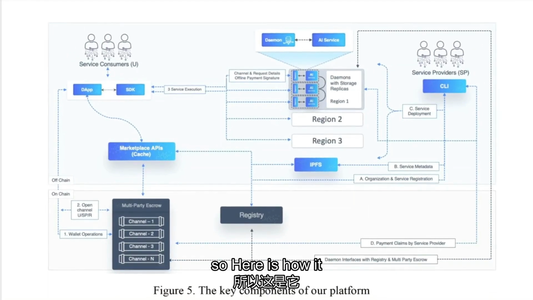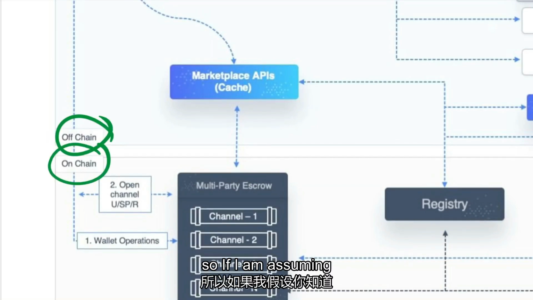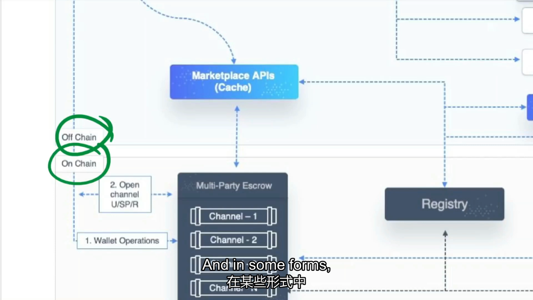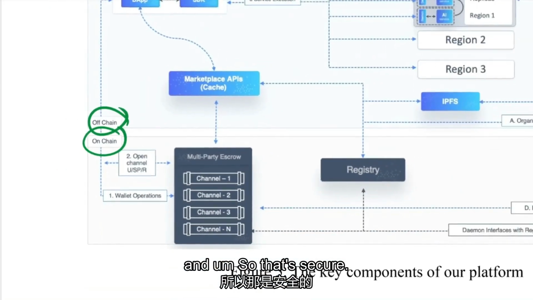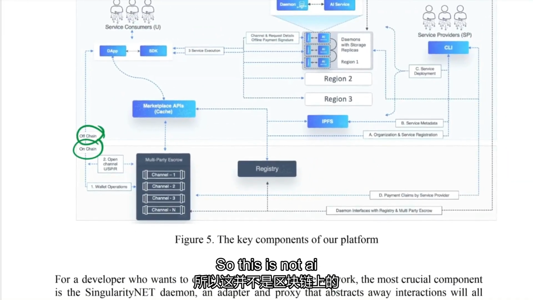Yeah. So here is how it works on a more technical level. There are two components here: off-chain and on-chain. I'm assuming you know what a blockchain is. If you don't, a blockchain is basically a distributed database, and in some forms also a computation engine. So it's kind of a distributed computer that you can't fake. You can't cheat, no one has authority over it, everything is visible, and so that's secure. The drawback is you cannot do hardcore computation on blockchain. So this is not AI on blockchain.